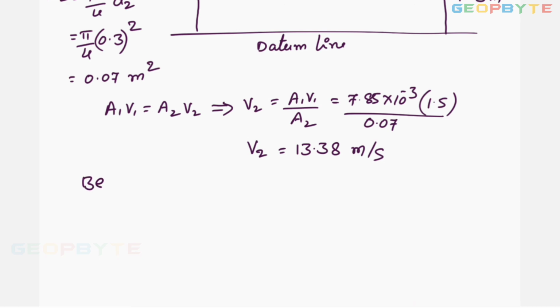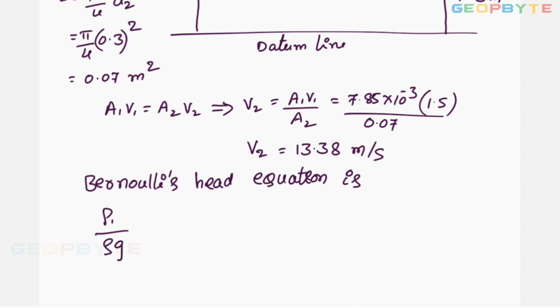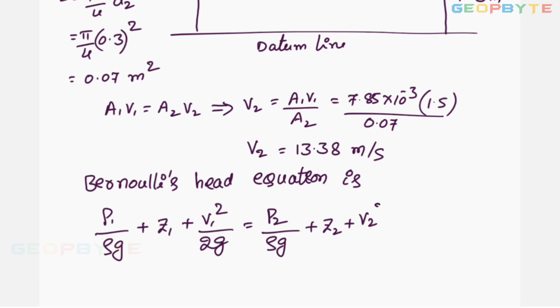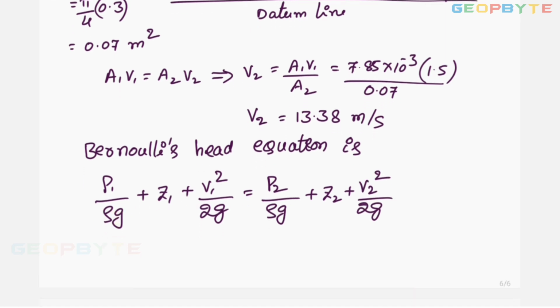The Bernoulli equation. Bernoulli's head equation is P1 by rho g plus Z1 plus V1 square by 2g is equal to P2 by rho g plus Z2 plus V2 square by 2g. That is the Bernoulli equation.